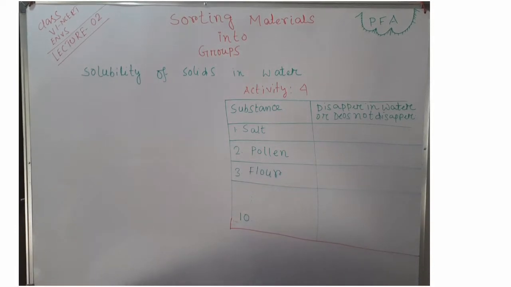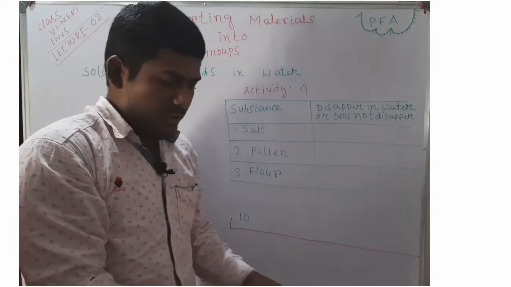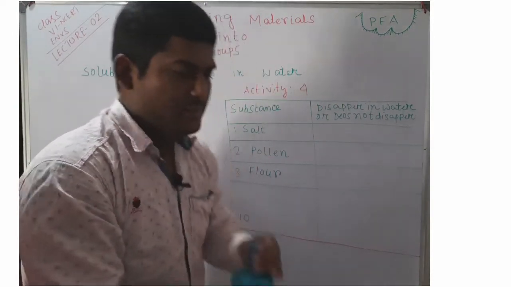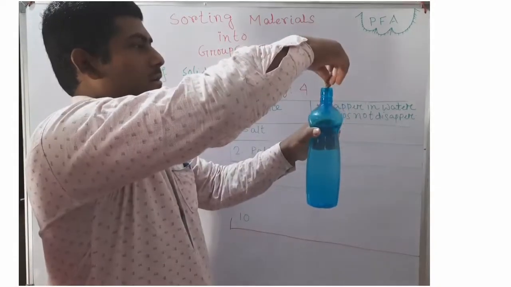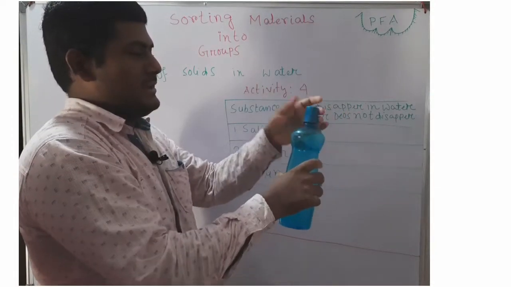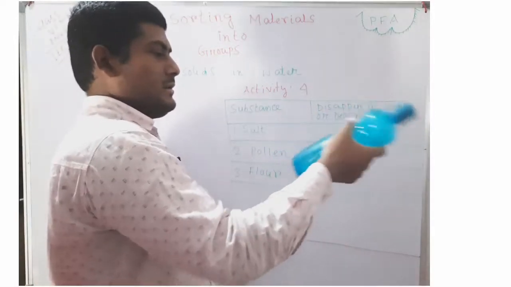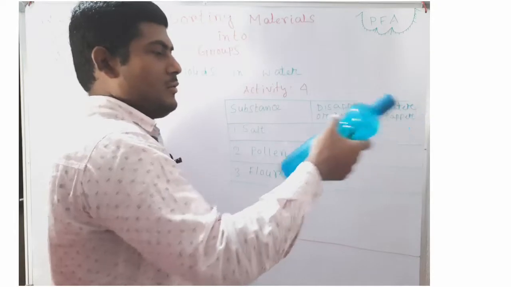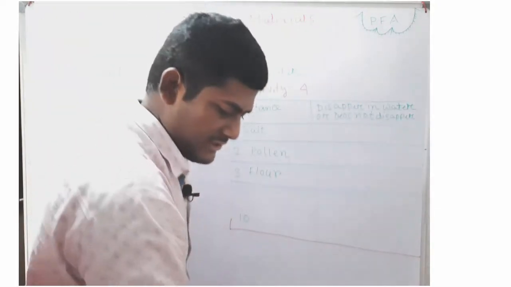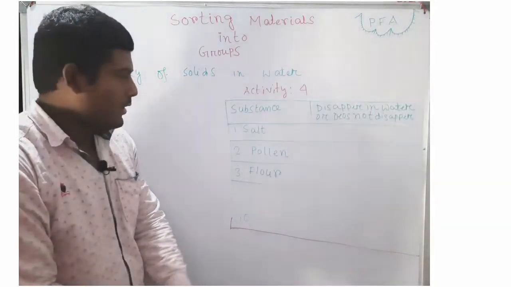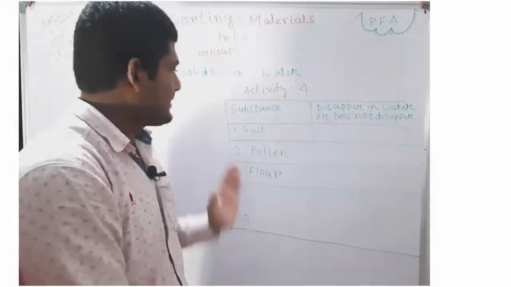In the next case I will take some pollen. So you observe that this is our pollen. Now I will mix this pollen into this jar. So I put the pollen into the jar. Now I jerk this jar well. Now I put this. Now one by one we will see what happened to these substances.